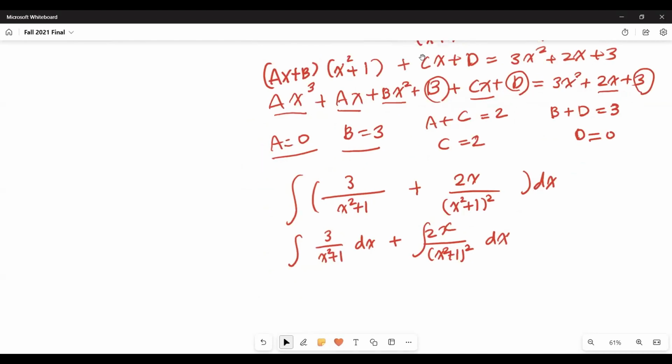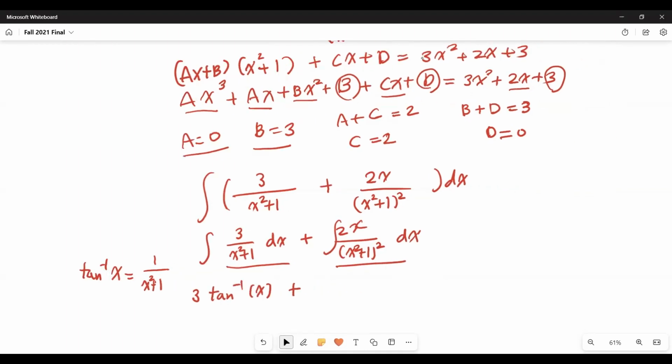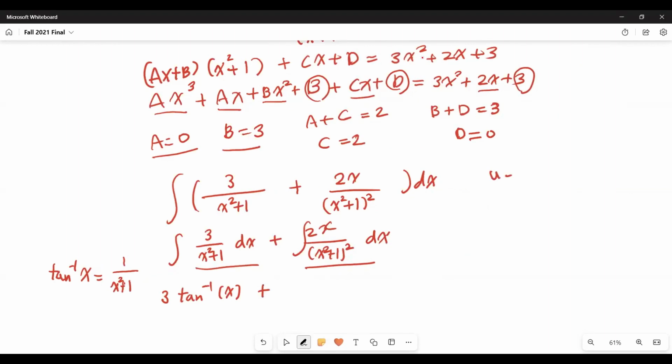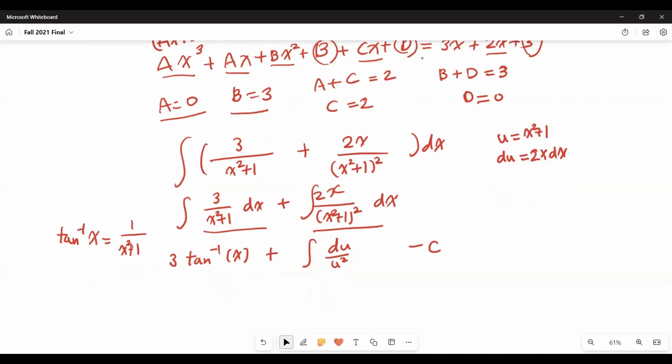Okay, so this one, if you remember, is the same as the inverse tangent integration. The derivative of inverse tangent is 1 over x squared plus 1. So this is basically 3 tan inverse of x plus this one. It's a u substitution, right? So you can put u as x squared plus 1. du becomes 2x dx, so this becomes du over u squared plus c. Right, don't forget the plus c, that's the most important part.